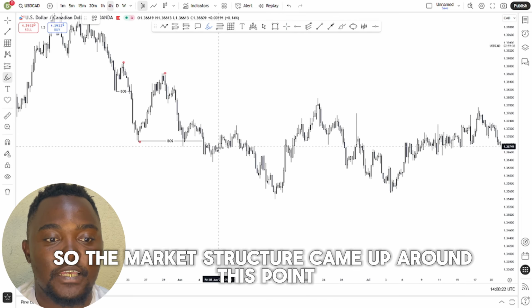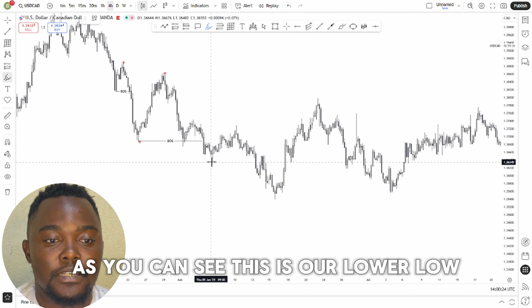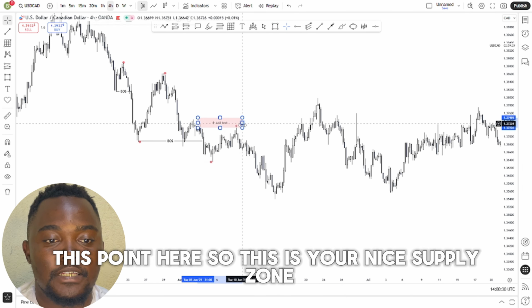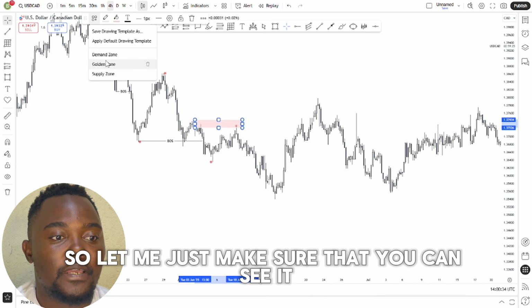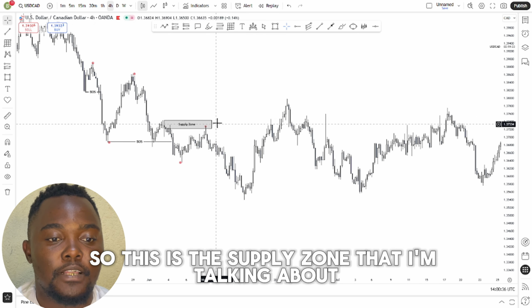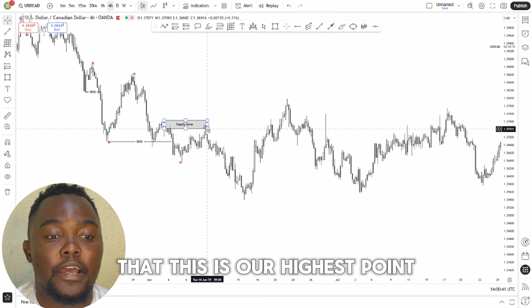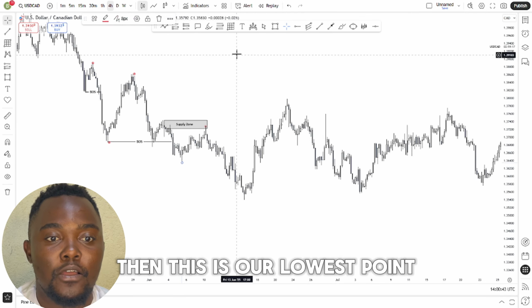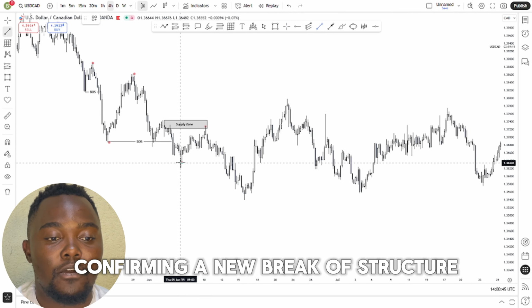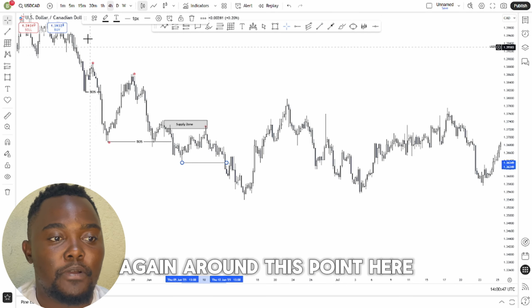So the market structure came up around this point. As we can see, this is our lower high, tapping into areas of interest around this point here. This is your nice supply zone. Let me just make sure that you can see it. This is the supply zone that I'm talking about. Then after having that supply, this is our highest point, then this is our lowest point, confirming a new break of structure again around this point here.